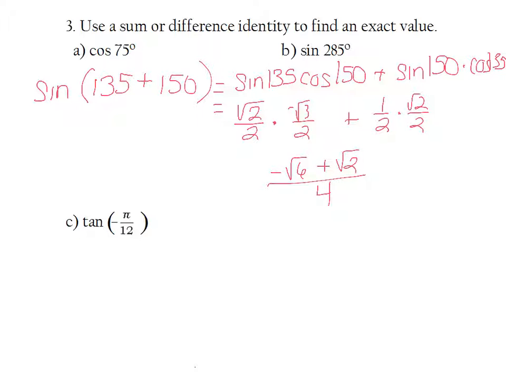All right, let's try one more. Let's do tangent. Tangent is a little messier of an identity because it's a big fraction, but that's okay. I got to come up with a negative pi over 12. Sometimes the radians are hard because they're in fraction form like that. I got to find something that builds up to a 12.